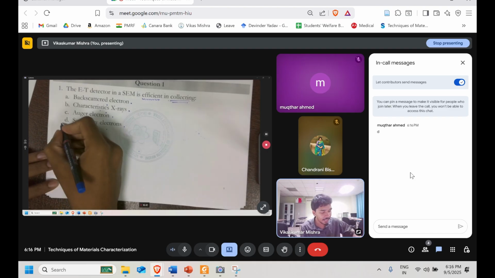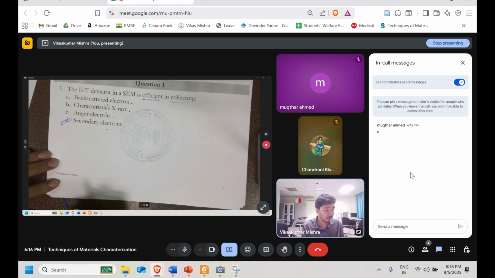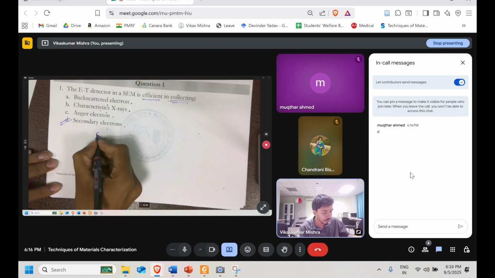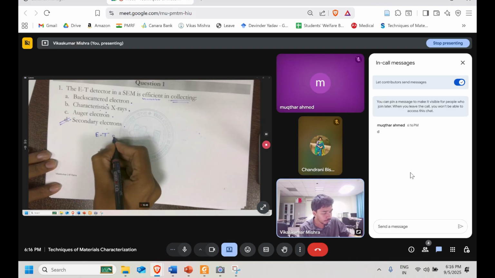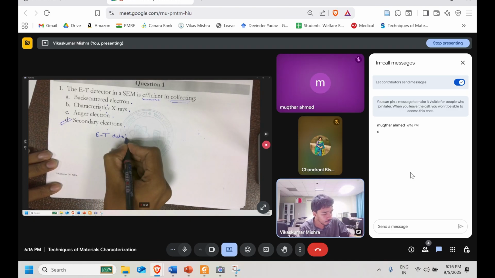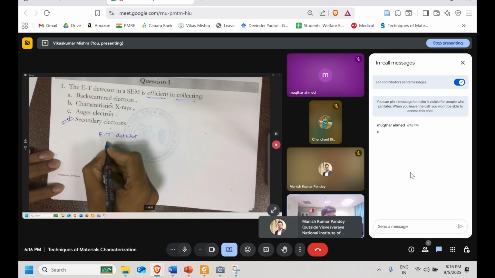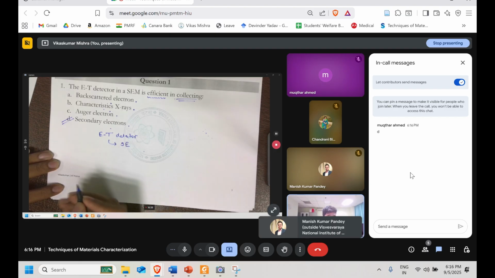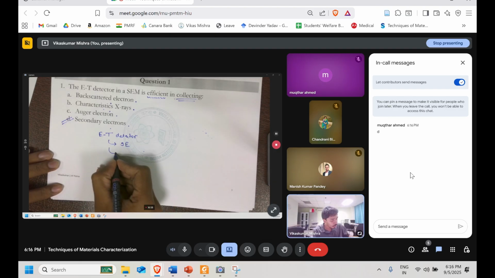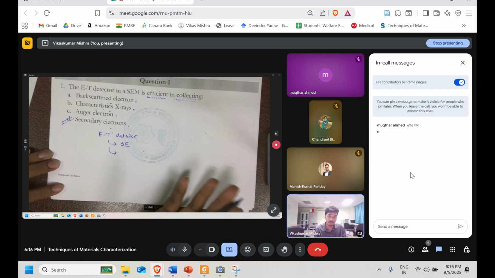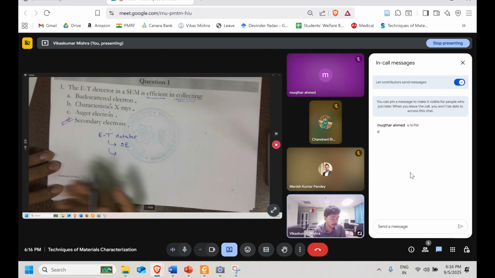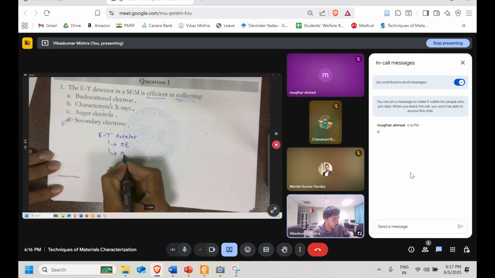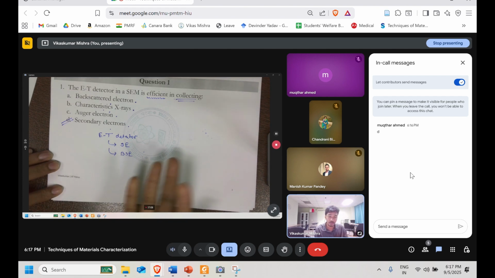Very good, Ahmed. That's right. The right answer is option D. So we know that this ET detector, which we just talked about, is used to detect the secondary electron. Now, one can also say that, okay, previously in the past, long back, even the BSE signal was also used to get, right? We can also get it.